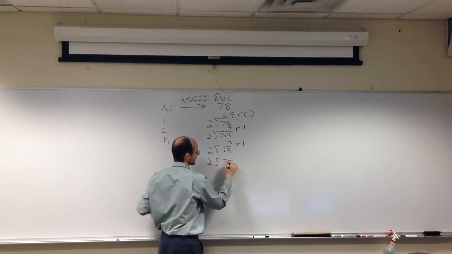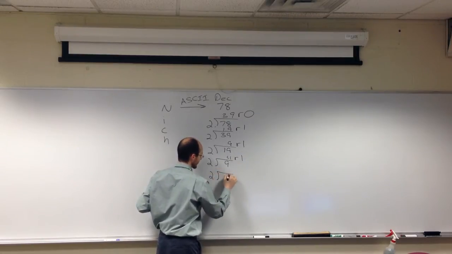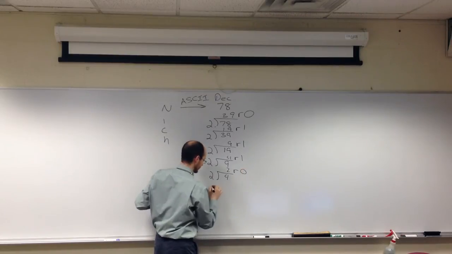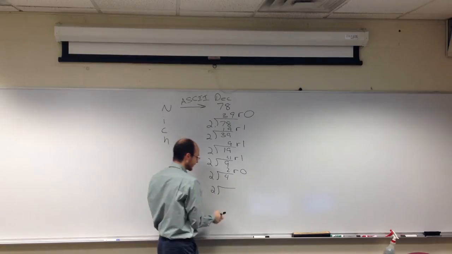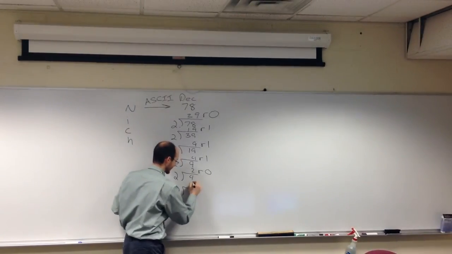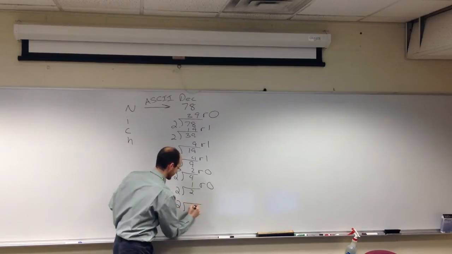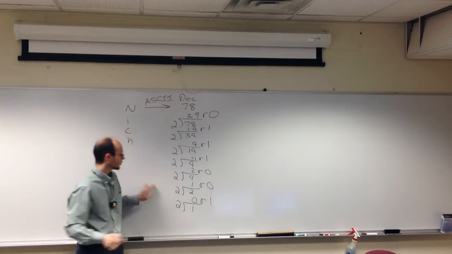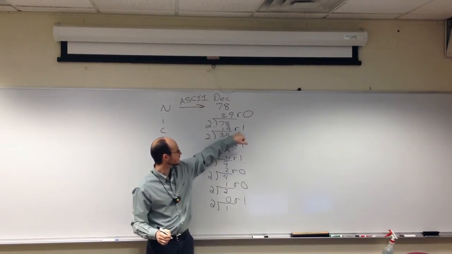When do I stop? When what is 0? When the quotient becomes 0? Okay, so let's try that. And then we have 1 for the remainder. But if I count these up, I get 1, 2, 3, 4, 5, 6, 7.